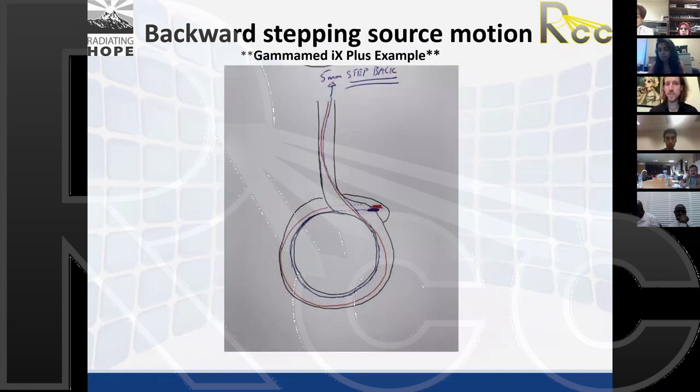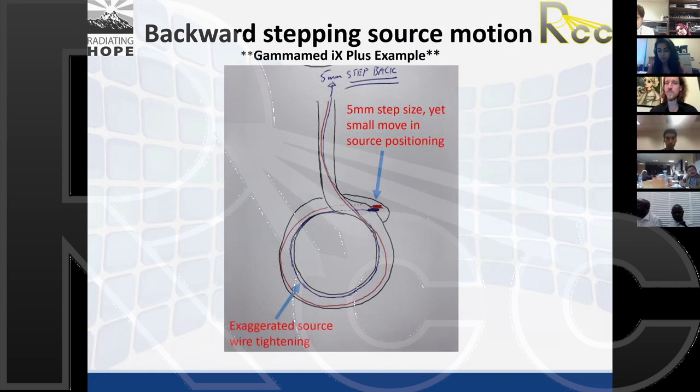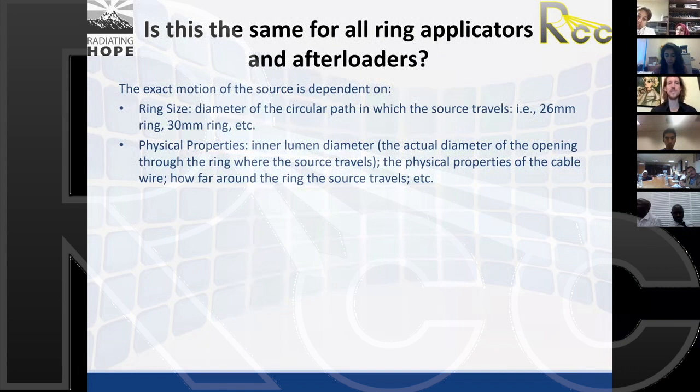Again, a picture. So here's the red. Just to reiterate again, the red line represents the 1300 millimeter with a little active source there. The blue line is 5 millimeter step backwards. And I've exaggerated the fact that there's a 5 millimeter step size, yet the source is barely moving. And I've exaggerated the source tightening along the wire. And then you can see uniform step sizes after that. Okay, so this is the main process of backward stepping systems that you must understand.